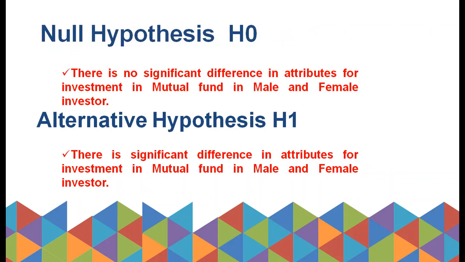So what will be the null hypothesis? The null hypothesis for this test is there is no significant difference in attributes for investment in a mutual fund in male and female investors. And the alternative will be there is a significant difference in attributes for investment in a mutual fund in male and female investors. So this is how we can construct the hypothesis. So let us run this test in SPSS software.